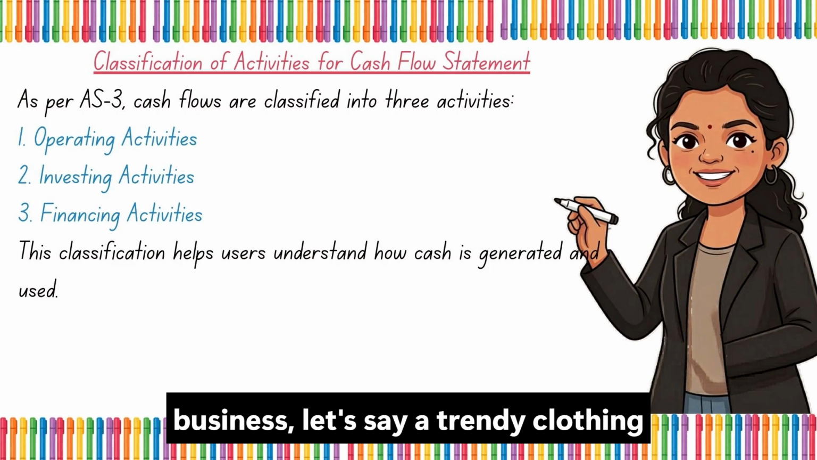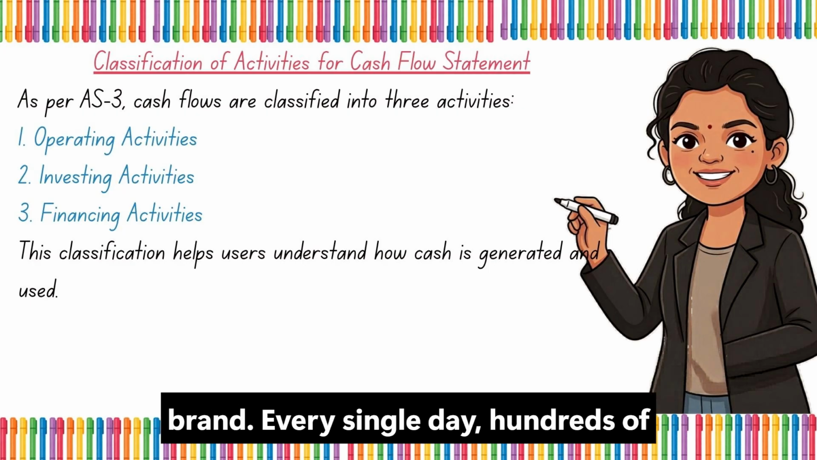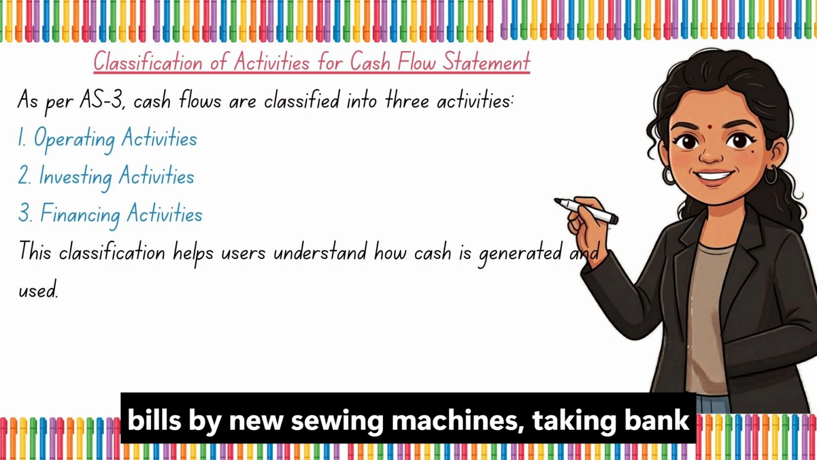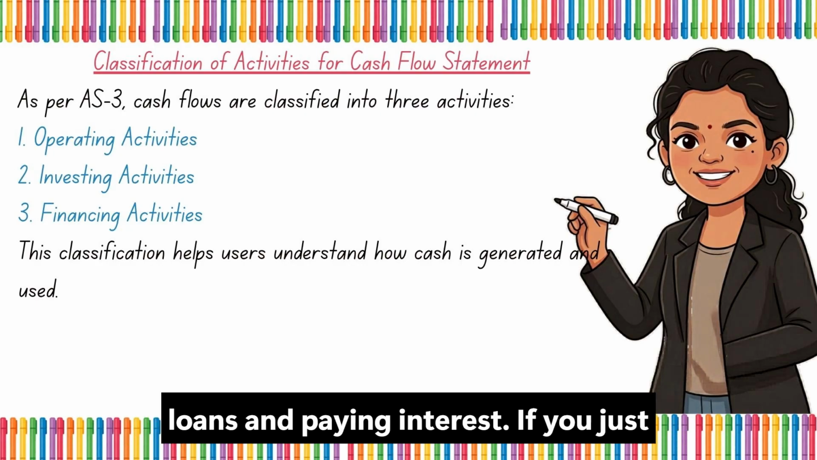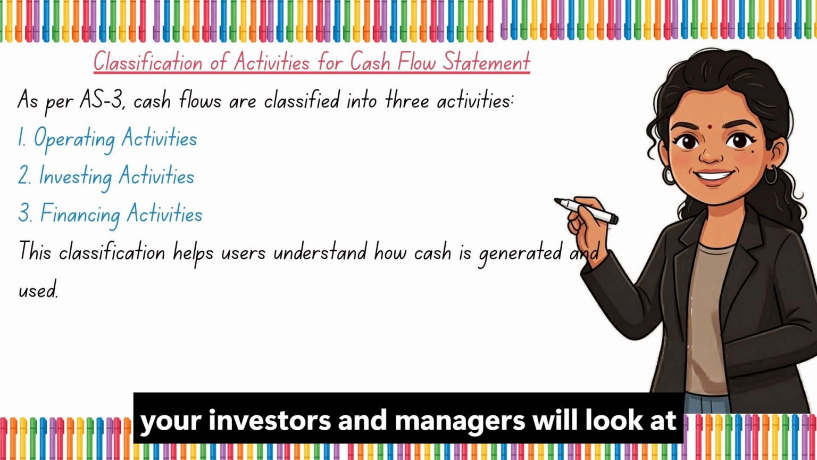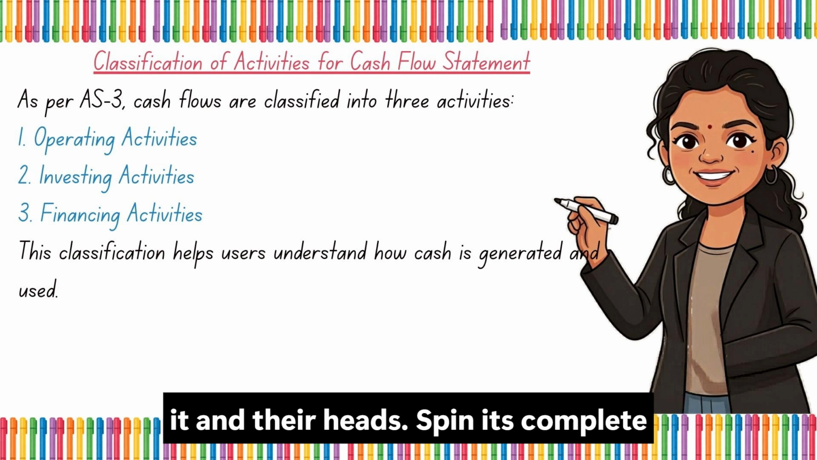Alright, imagine you run a massive business. Let's say a trendy clothing brand. Every single day, hundreds of transactions are happening. You are selling t-shirts, paying electricity bills, buying new sewing machines, taking bank loans, and paying interest. If you just list all of these in one giant line, your investors and managers will look at it and their heads will spin. It's complete chaos.